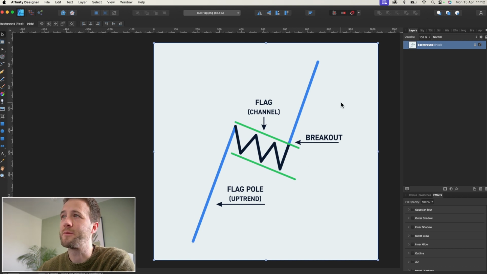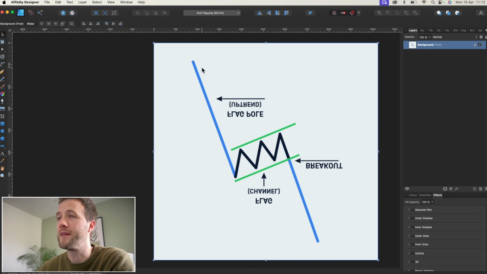And then really simply, the bear flag is just upside down. So the stock tracks downwards and comes back up-ish in an upwards channel, and then makes another break down. We're going to jump into some real life examples in just a second.